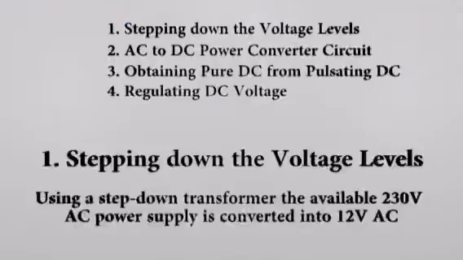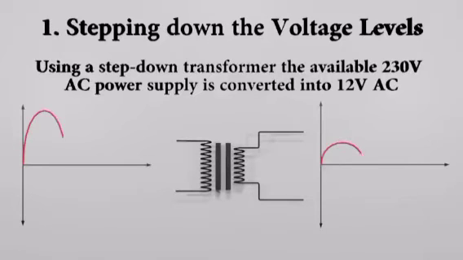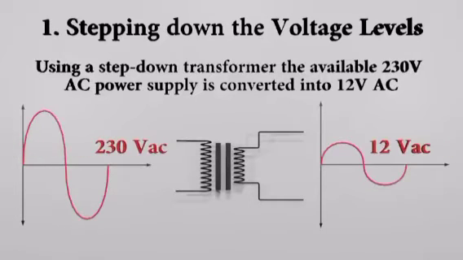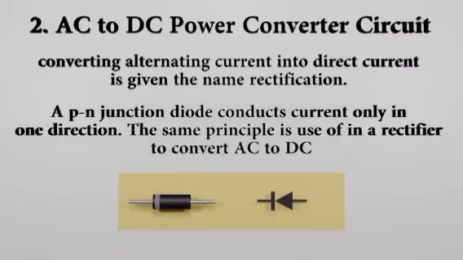First of all, using a step-down transformer, the available 230V AC power supply should be converted into a lower voltage. Only the magnitude of the voltage is changed. Next, this low voltage should be converted to DC. For that we are using an AC to DC converter circuit. Converting alternating current into direct current is given the name rectification.